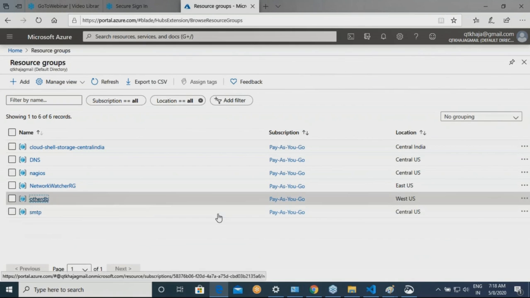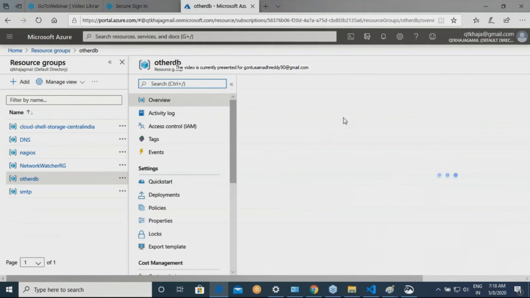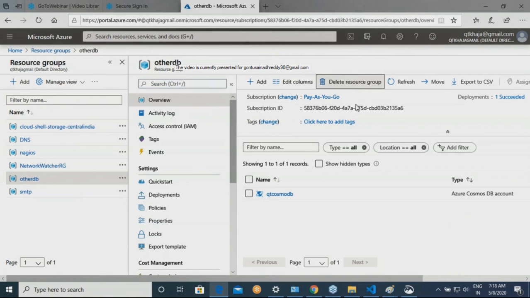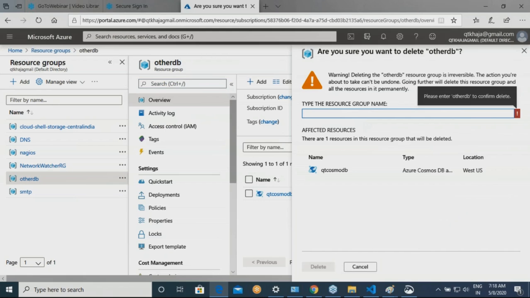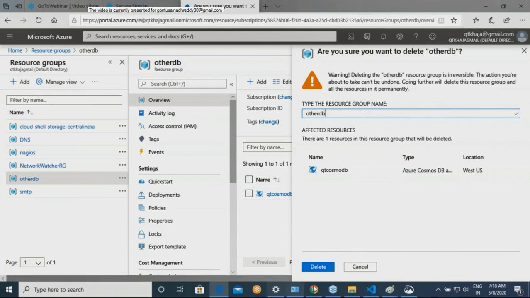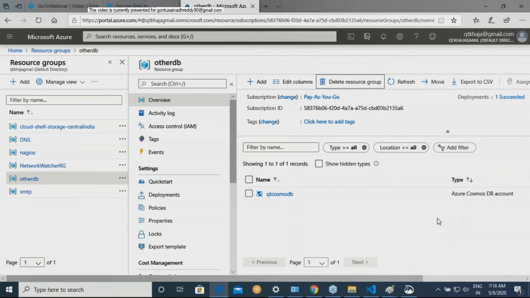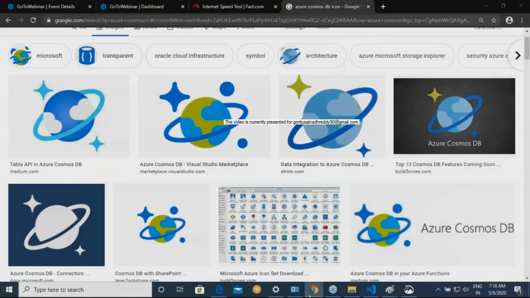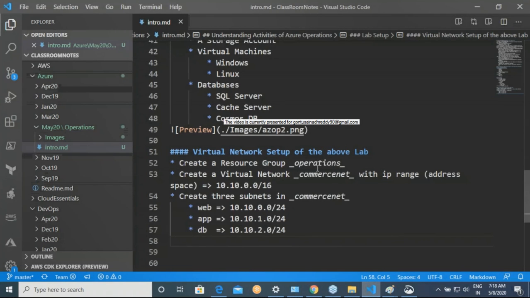Okay. So there is some unnecessary resource group over here. Let me go ahead and delete that. Okay. So while this resource group is deleting, I'll basically go ahead. And if you look into my notes, my resource group's name would be operations.